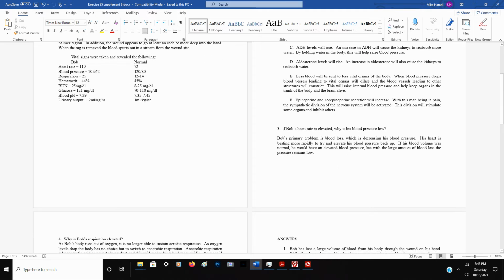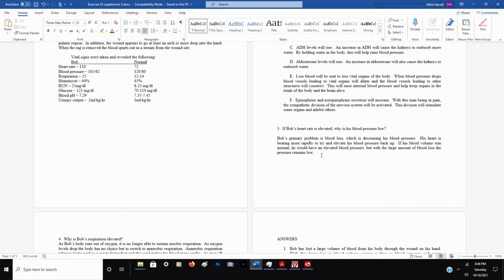So number 3, if Bob's heart rate is elevated, why is his pressure low? Well, again, Bob's number one problem is blood loss. So he's got a blood volume problem. Your heart is pumping that blood inside these enclosed pipes we call arteries and veins. So as the volume drops, the pressure is going to drop.